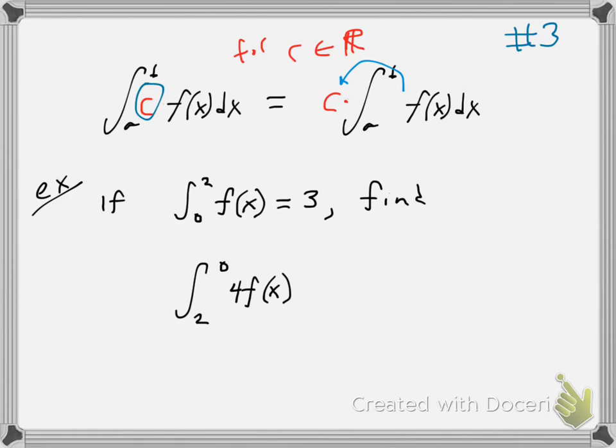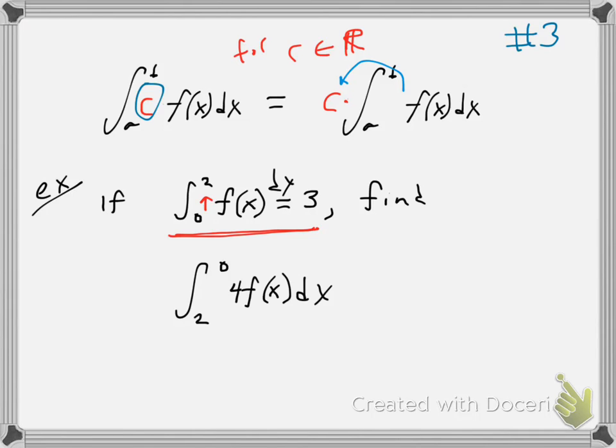So let's see that in action. It's better to illustrate rather than just talk abstractly. So in this example, we are given that the integral from 0 to 2, notice the direction there, of f of x dx is 3. I forgot the dx's. Let me politely add that in, dx. From 0 to 2, the area under the curve is 3. So find this integral right here.